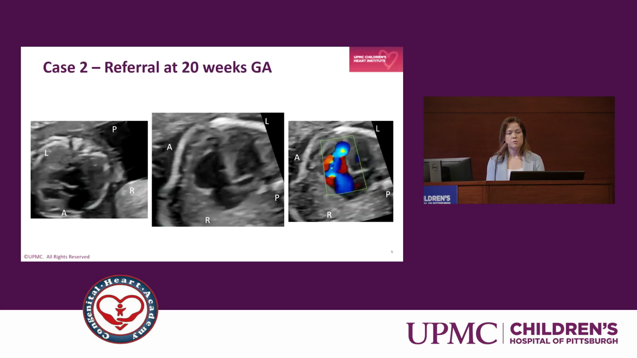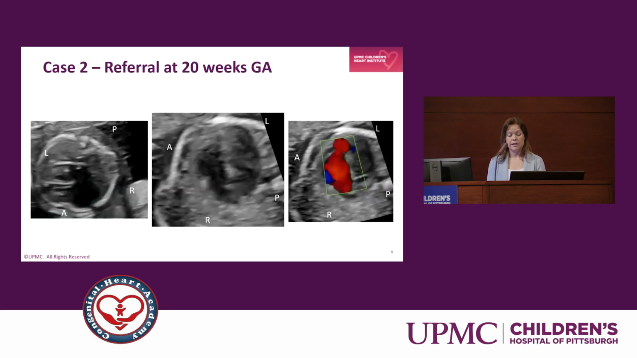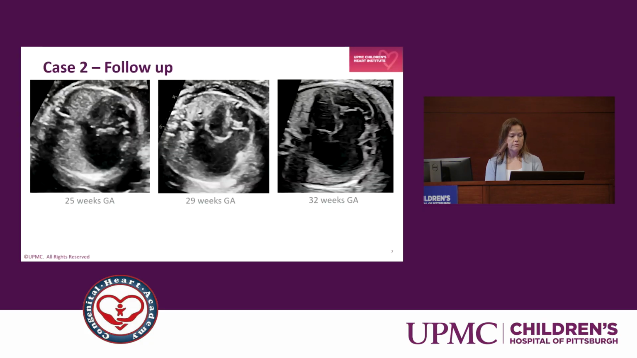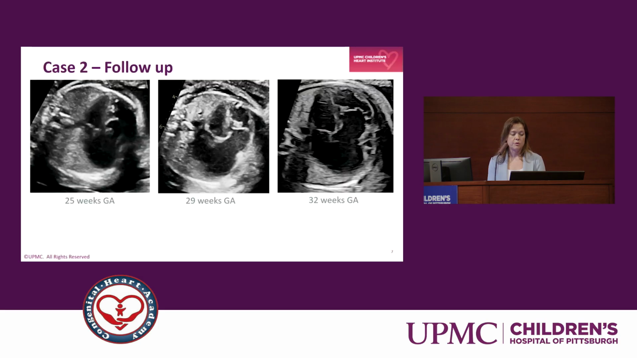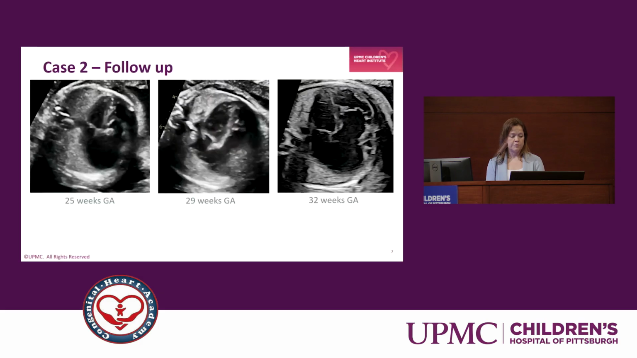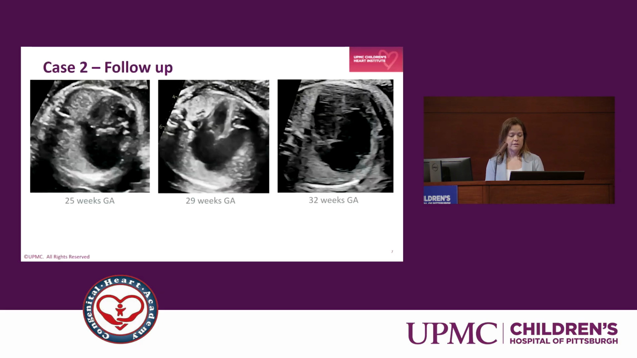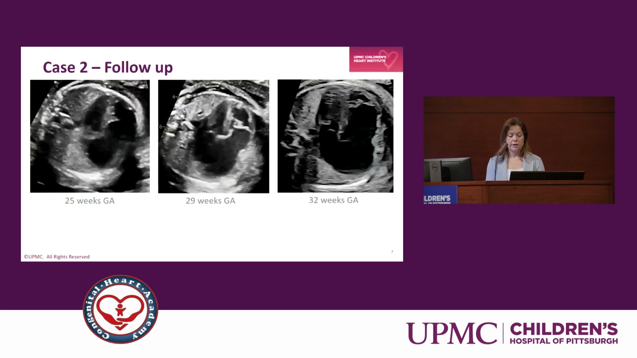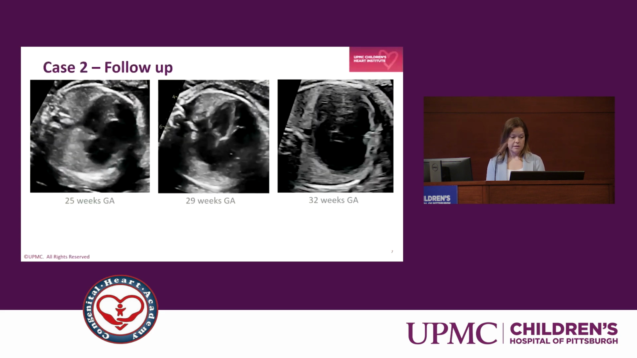Not shown in these pictures, but we also felt at that time that we could not see antegrade pulmonary flow consistent with functional pulmonary atresia. At follow-up, this baby had evidence of increasing cardiomegaly, so the CT area ratio at the first scan at 20 weeks was 34%, and throughout pregnancy progressed from 25 to 29, and this clip on the right shows at 32 weeks gestation, the CT area ratio measured 60%.